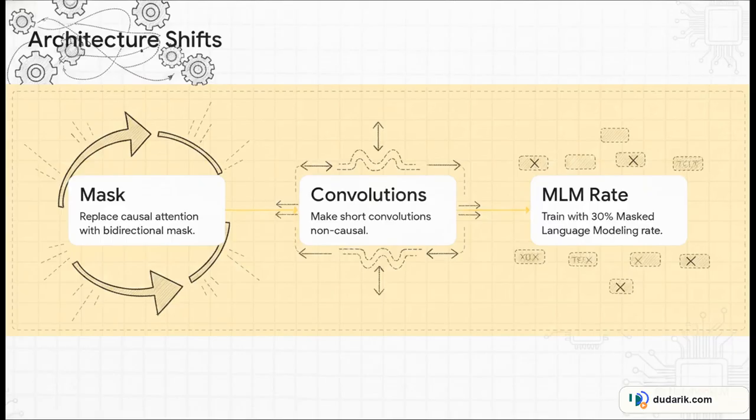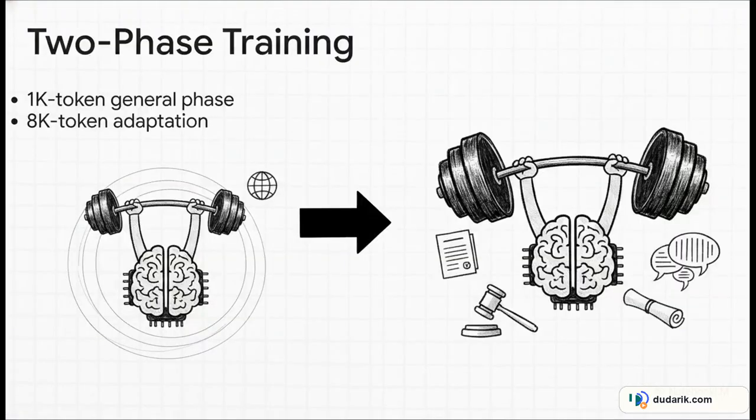First, they swapped their causal attention mask for a bidirectional one. Second, they used symmetric padding to make the short convolutions non-causal, meaning every token gets to mingle with its neighbors on both the left and right. And third, they applied that dense 30% masking rate we just talked about. Once those structural changes were locked in, they put these models through a grueling two-phase training bootcamp.